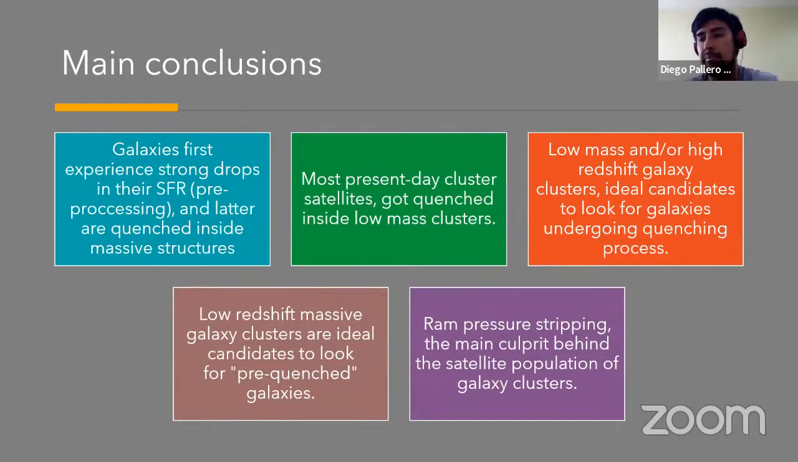But if you're interested in pre-processing or pre-quenching, or to select galaxies that underwent this kind of phenomena outside the cluster that you're seeing, it's easier to go to low redshift and study massive clusters, because most of their assembly is due to the accretion of already passive galaxies. And that ram pressure apparently is the main culprit behind the satellite quenching in clusters as we studied.